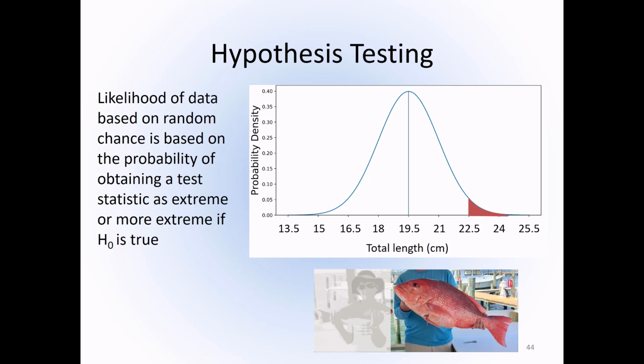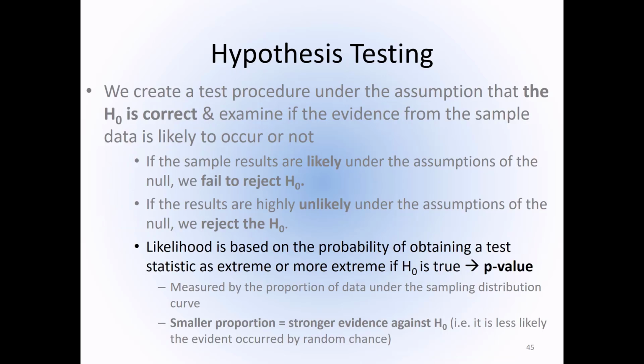And we're basing this on the probability of landing within this portion of the curve that's shaded. What is the likelihood that by random chance we happen to have a mean that's 22.5 centimeters in total length or greater? And this area under the curve, this likelihood, this probability, is known as the p-value. This shaded area under the curve is indicating to us how likely we are to get an extreme value or a more extreme value.